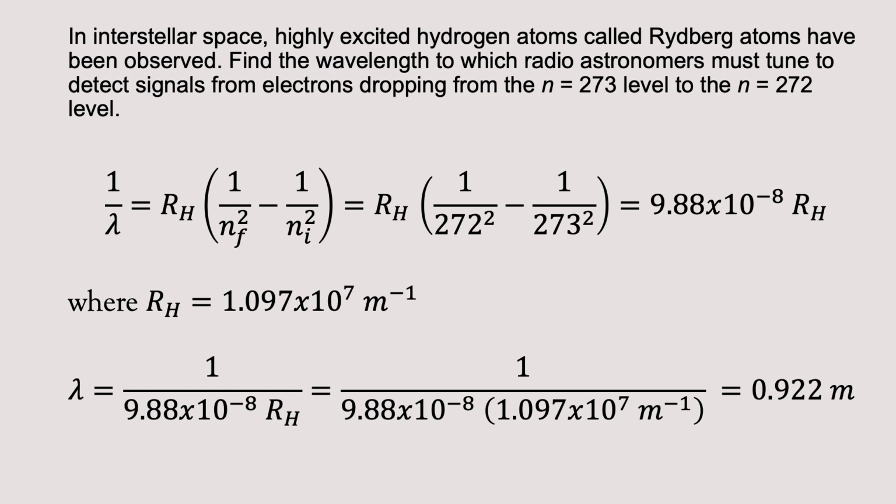All right, inverting the answer from the first line, we get the wavelength, which is equal to 1 over 9.88 by 10 to the negative 8 R_H. So we have 1 over 9.88 by 10 to the negative 8, where R_H is 1.097 by 10 to the power of 7 per meter. So the wavelength is now 0.922 meter. So that's it for the sample problem on Bohr's model of the hydrogen atom. See you in the next videos.